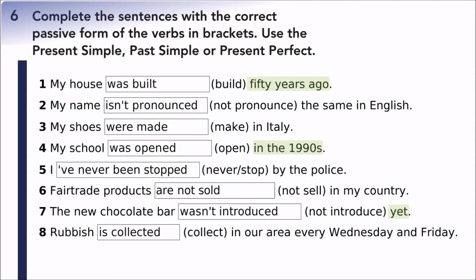Let's check the answers. For the questions without time words as clues, questions 2, 6, and 8 are all in the present tense because they are talking about facts. There is no other information telling us these sentences are describing something in another time frame. Question 3 is special because when you tell someone about your shoes, these are shoes you already own, then they must have been made, and the making process is in the past. Therefore, we use the past tense to describe that they were made in Italy.